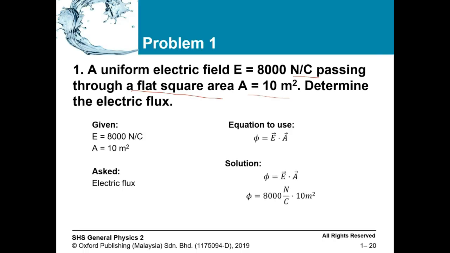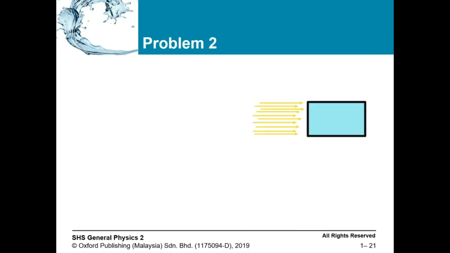So phi is equal to 8,000 Newton per coulomb times 10 meters squared. Let's just multiply 8,000 times 10. Therefore, it will be 80,000 Newton meter squared per coulomb. That will be our final answer. And don't forget to box your final answer. Okay, so let's have another example.